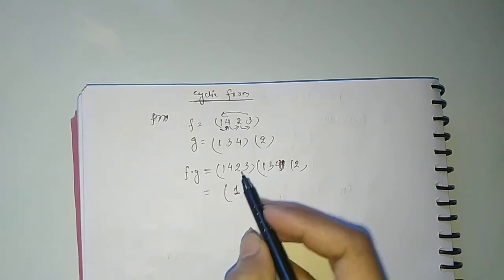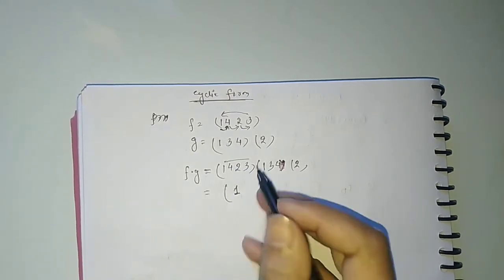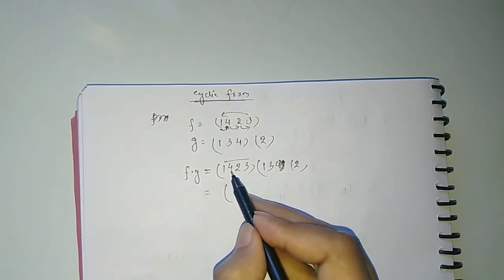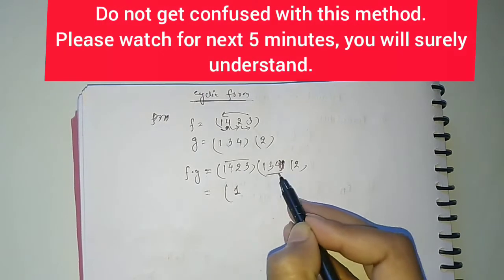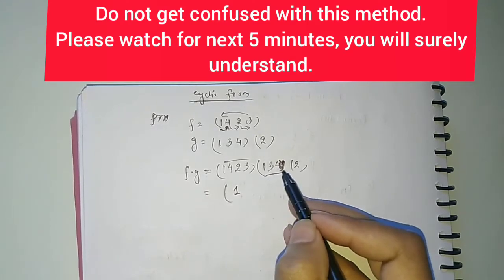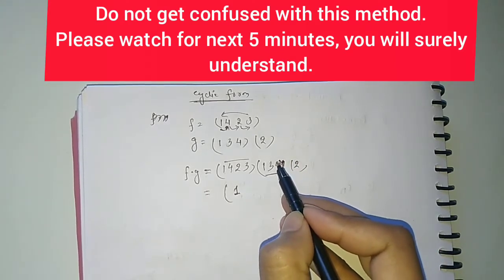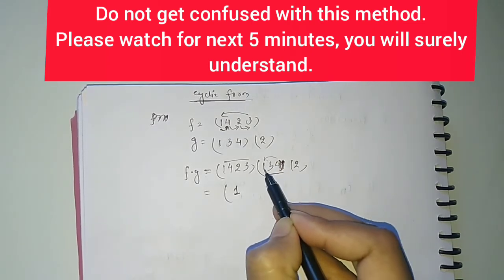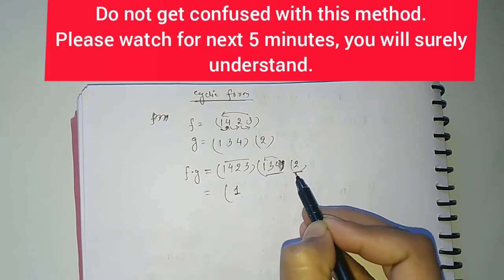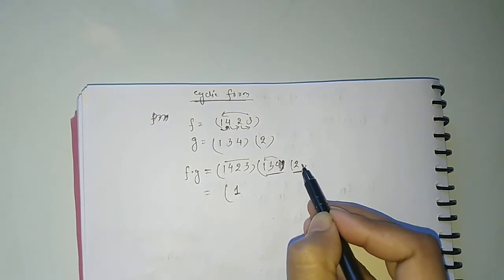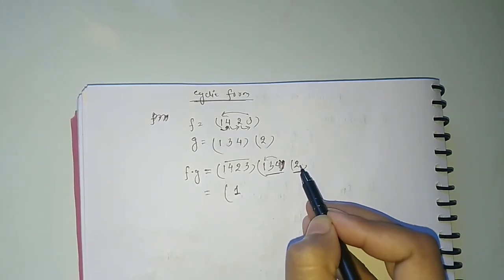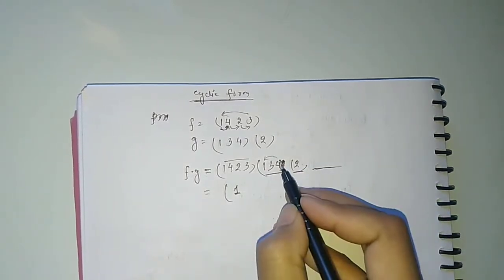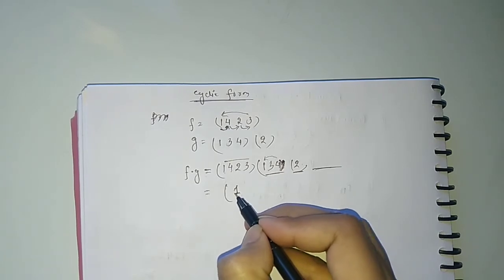Then find the image of 1 from the first cycle. Image of 1 is 4. Taking this element 4, jump to the second cycle and find the image of 4. Here image of 4 is 1. So taking 1, jump to the next cycle. Here there is no 1, so image of 1 is 1. Now there is no cycle left, so write this element 1 here, but 1 is already here, so close it.